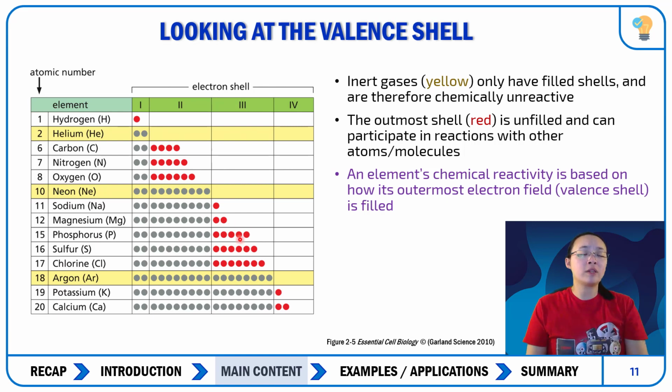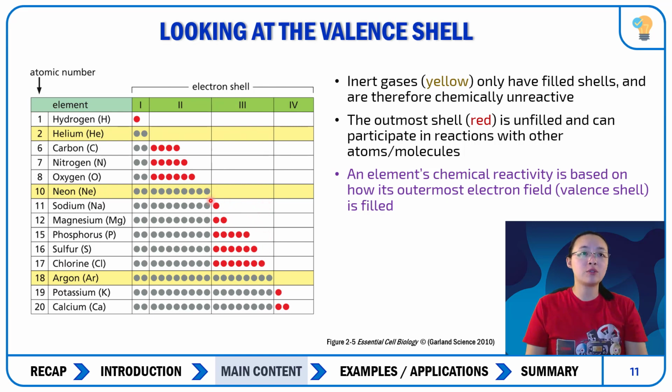The whole goal with this is to try and make each of these elements happy. So to be happy, they want to have a full valence shell. So for example, if I look at sodium and chlorine here, sodium still has 7 spots left to fill up its valence shell, whereas chlorine has 1.